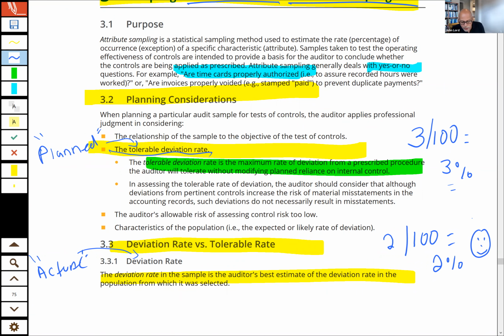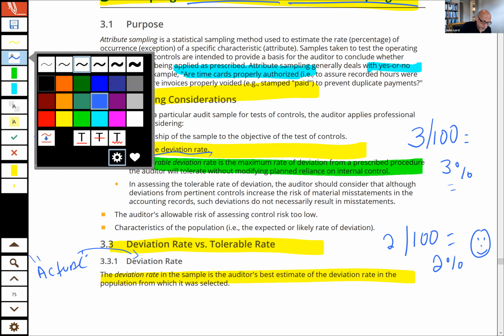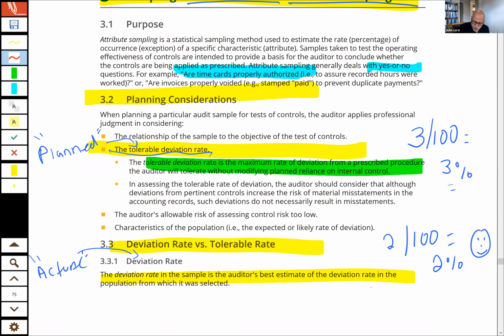Good. Okay. Now let's say, and I think you probably know where this is going, I look at the 100 time cards. These are mutually exclusive examples, right? I look at the 100 time cards and now I find 4 out of 100 that are not signed. Now what's my deviation rate? Not a trick question. 4%. Is this auditor happy or sad? Sad.